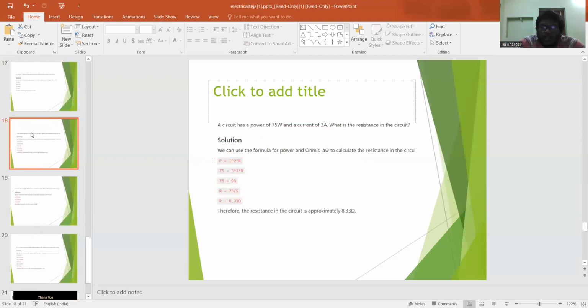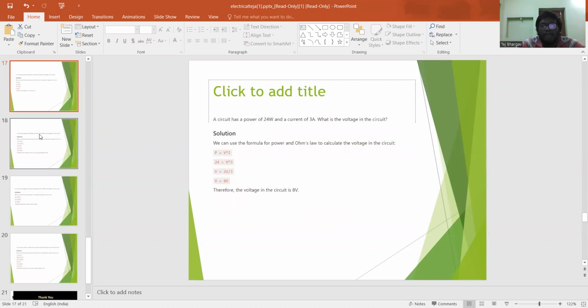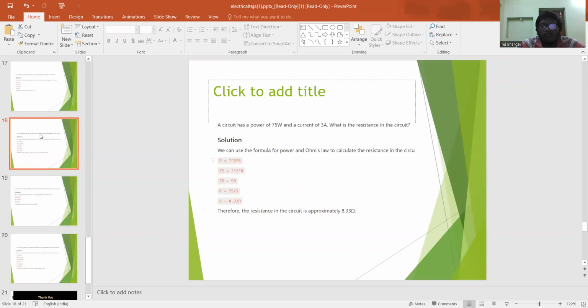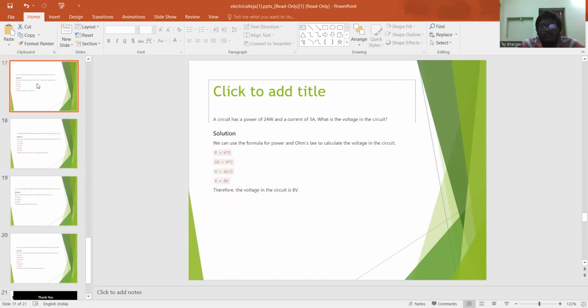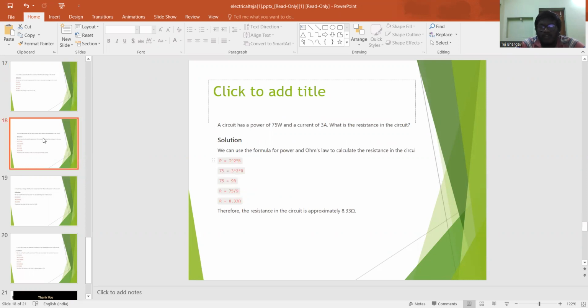Next, given that a circuit has a power of 75 watt and a current of 3 ampere, what is the resistance? Here comes the formula. From the previous slide, we know that P is equal to VI. Here, P can be written as I square R. P is equal to VI, and we know that V is equal to IR. So P is equal to IR into I, nothing but P is equal to I square into R.